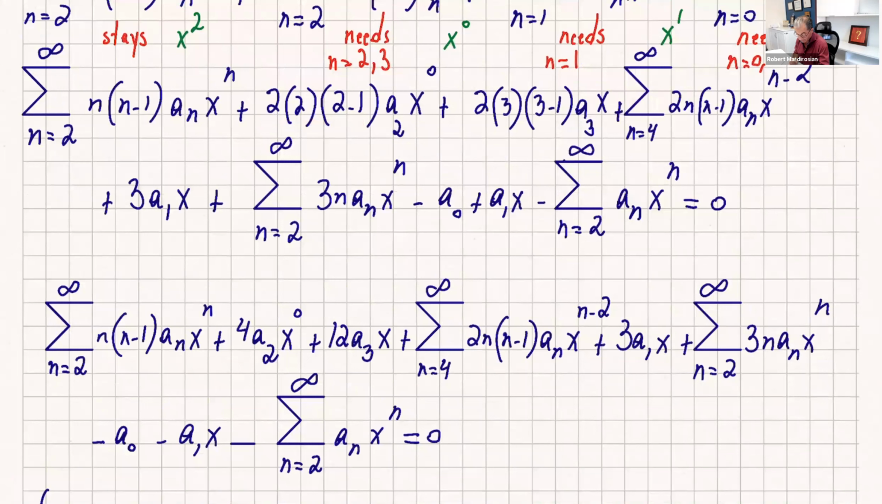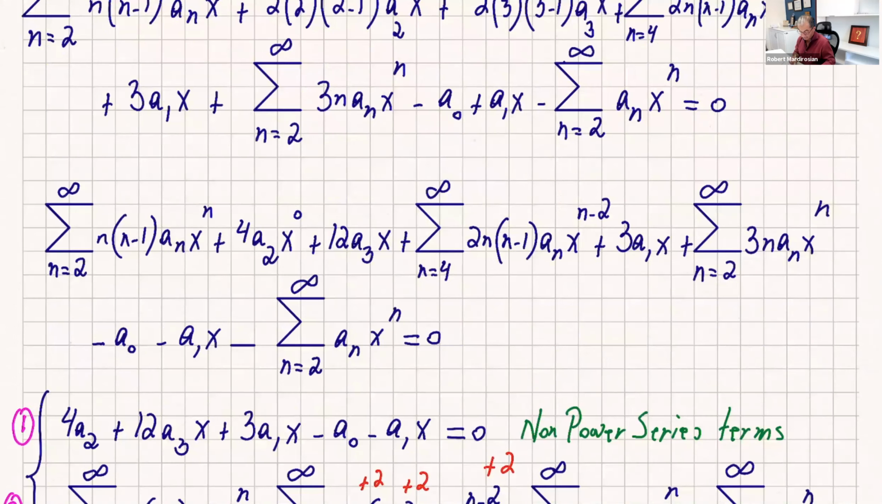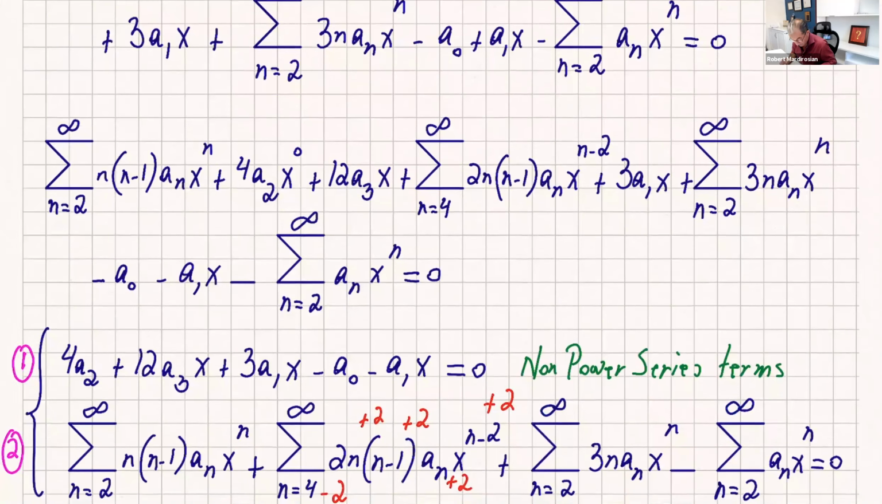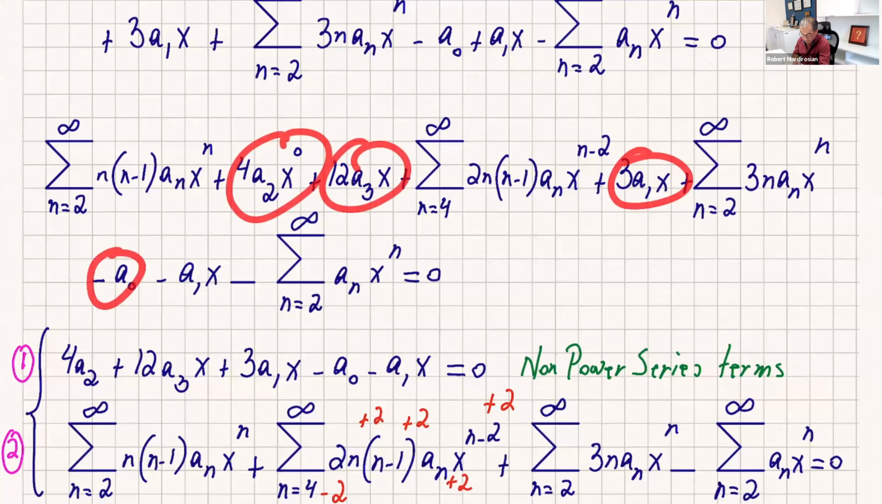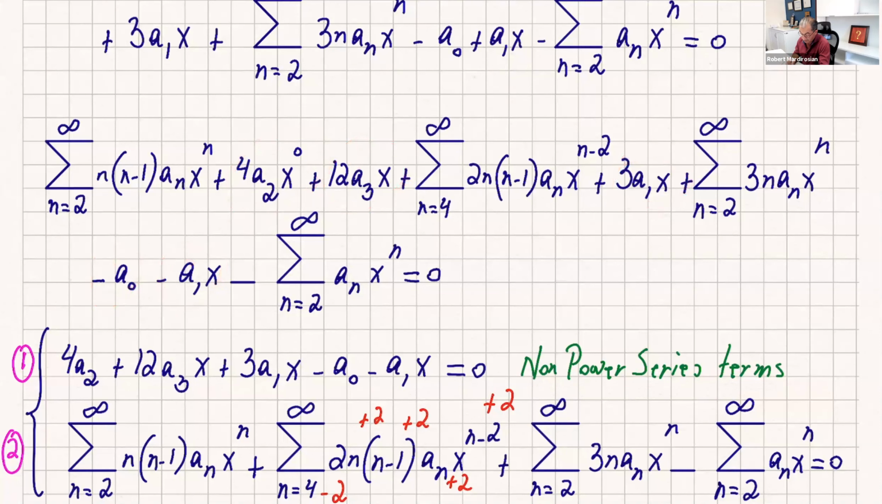So here you get 4a2 x to the power of 0, 12a3 times x, and the power series stay the same. And you can simplify, rewrite the equation, and let's see what we can do now. We're going to take the terms with non-power, or what we call the non-power series terms, and we know they are equal to 0.